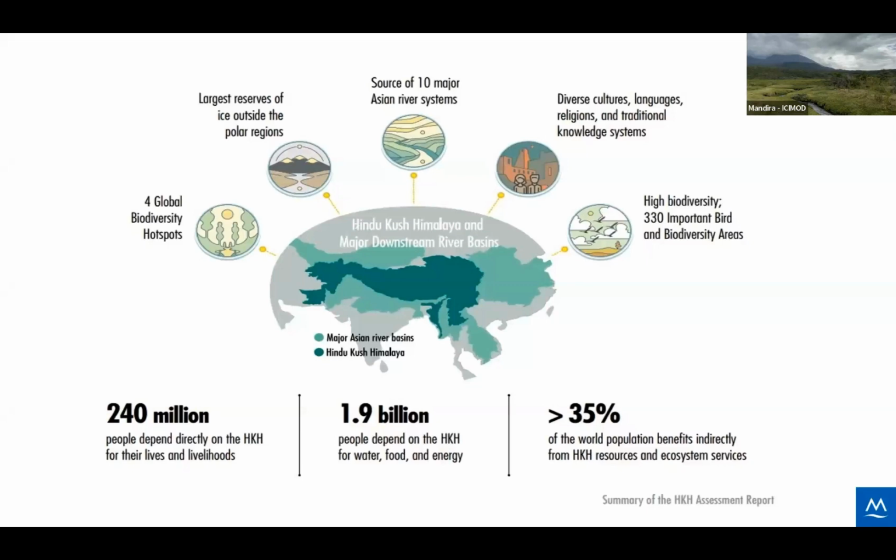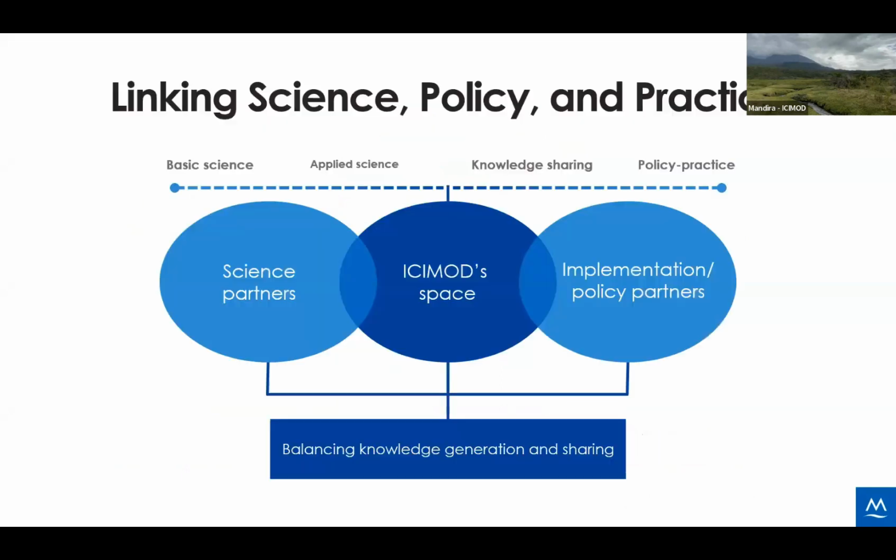And so, like I mentioned here, immediately living in the region, we have 240 million, but downstream, nearly 2 billion actually. So it's quite a large area with extreme diversity and a lot of opportunities. Now, my organization, we are primarily looking at linking science to policy and practice. So we are an interface between the scientific partners and the implementation and policy partners, bringing the basic science and applied science, converting that into more knowledge and sharing that knowledge primarily for influencing policy as well as practice on the ground.